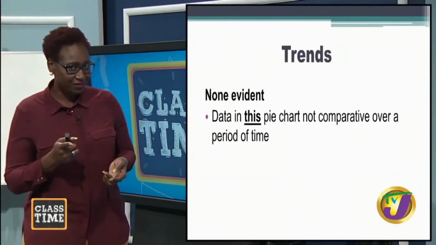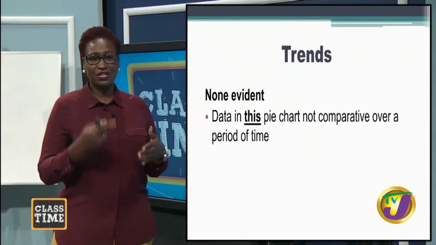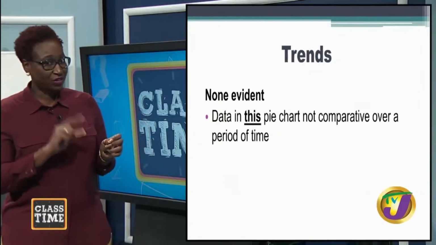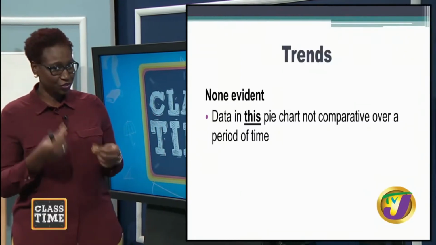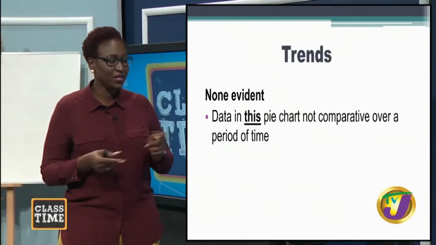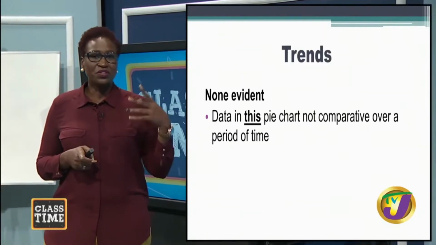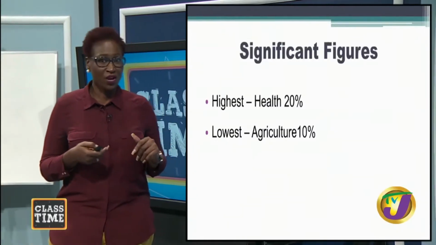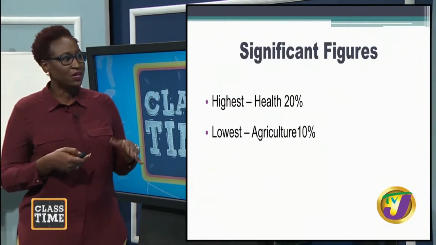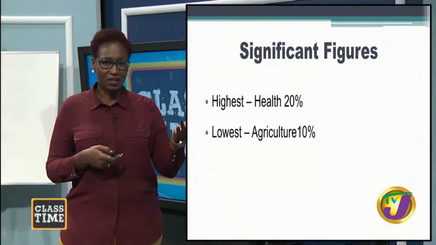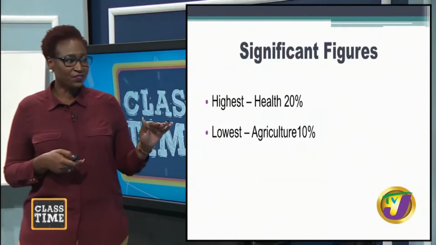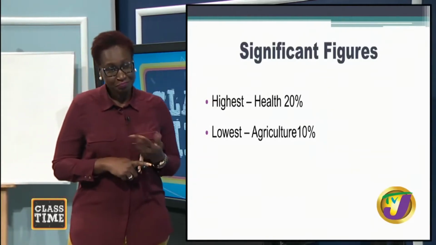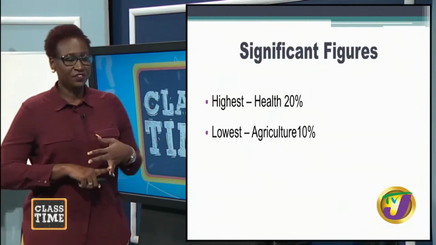So the first thing you should notice is this. There is no trend because you didn't look at education over a period of time. It was just that one-off. So this particular pie chart, not every one, because there will be pie charts that can show you trends, but for this particular pie chart, there is no trend. So there's nothing to compare over a period of time. However, we did have some significant figures. So we know that the highest figure went to health at 20%, and the lowest figure went to agriculture at 10%.